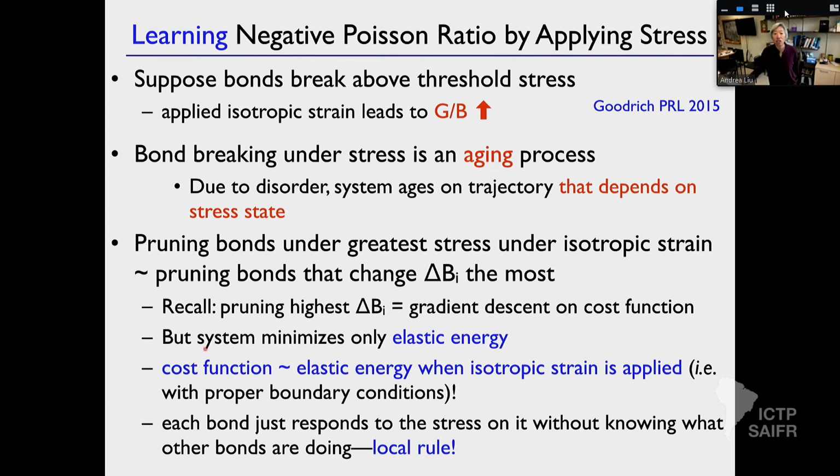So what does that mean? That means that the learning cost function must be sort of similar to the elastic energy, because the physical cost function is the only thing that this system knows how to minimize. So the learning cost function must be similar to the physics cost function with the right boundary condition, which in this case is isotropic strain. And in that case, each bond is just going to respond according to the stress on it. Do I break or do I not break? And it's going to do it without needing to know what the other bonds are doing. So it's not a global thing. It's a local rule. Is that clear? I want to make sure that's really clear.